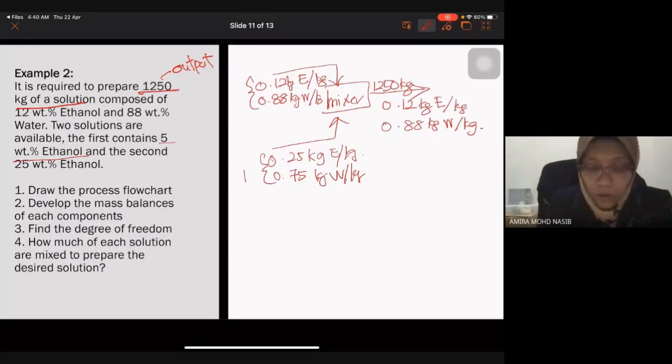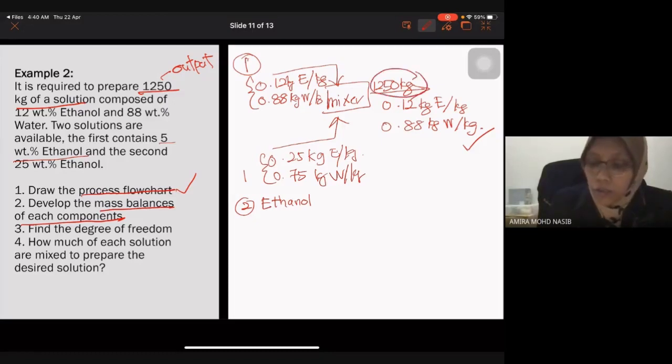So we have done drawing the process flowchart. This is your process flowchart. Develop the mass balance of each component. So how many components do you have here? You have two components, which are ethanol and also water. For the component of ethanol, since you only have a flow rate here, you need to give a symbol for the flow rate of your input. So let's say I put here M, this one N.